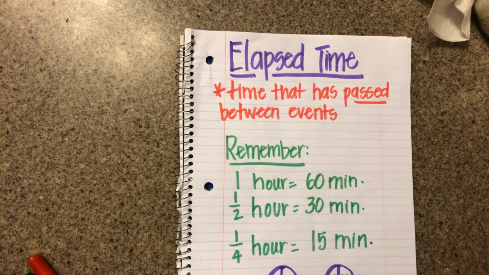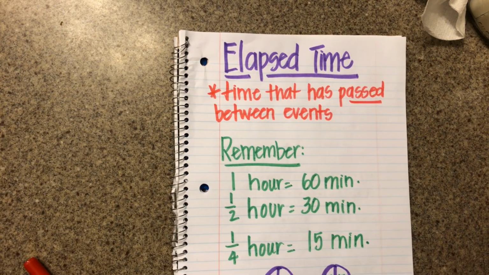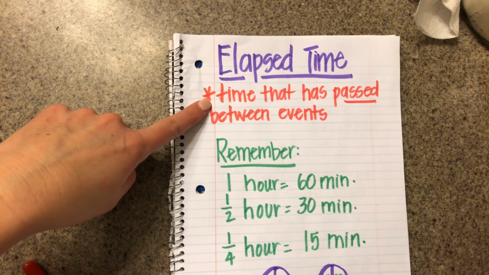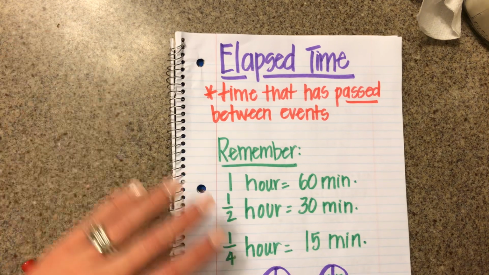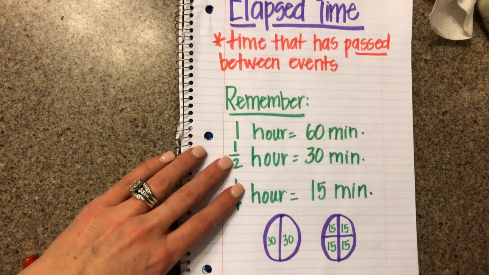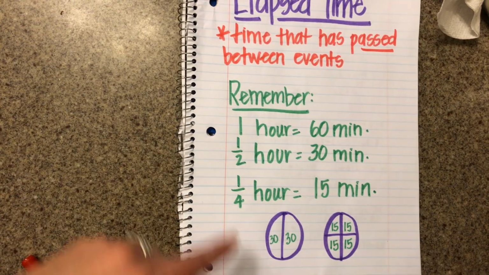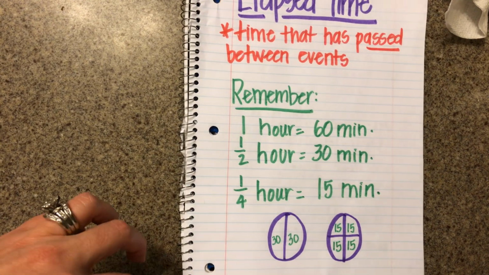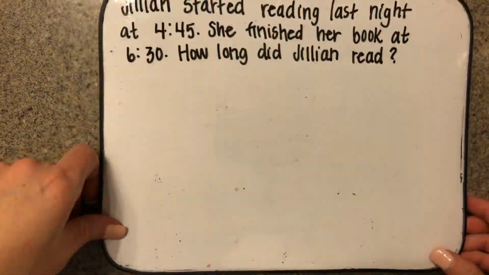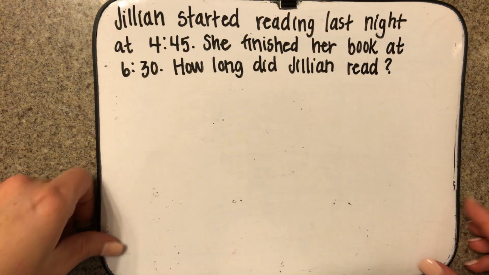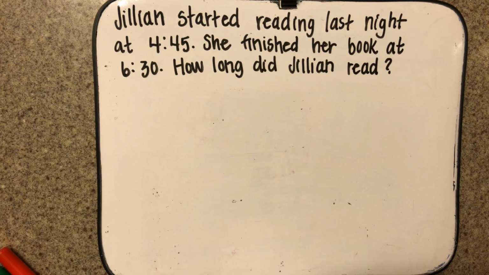All right, guys, so we are still talking about elapsed time. And remember that elapsed time just means the amount of time that has passed between events, okay? And we've already talked about what makes an hour, 60 minutes, half an hour is 30 minutes, and a quarter hour is equal to 15 minutes, okay? So today we're going to try another problem similar to the one we had first, okay?